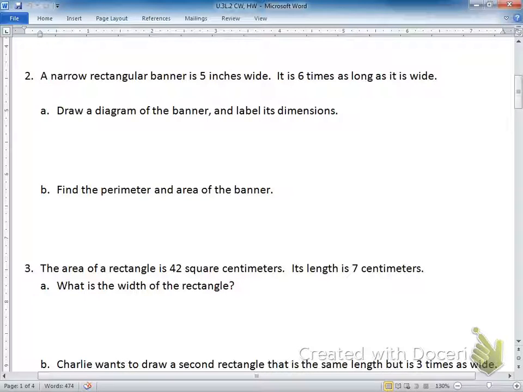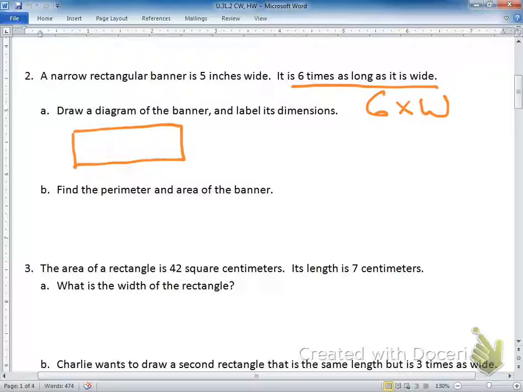Okay. Number 2 says, a narrow rectangle banner is 5 inches wide. It is 6 times as long as it is wide. 6 times your width. Draw a diagram of the banner and label its dimensions. Okay, dimensions, that means the sides. So draw a diagram. Perfect, I drew myself a rectangle. Now it's 5 inches wide, so I'm going to put a 5 right here. And I can put a 5 on the other side because I know the other side is also going to be 5 inches.